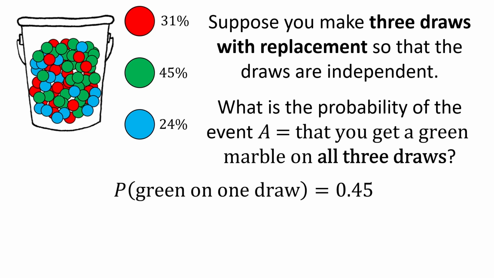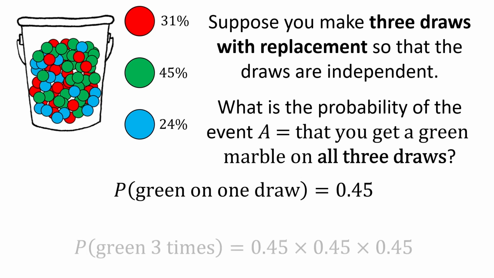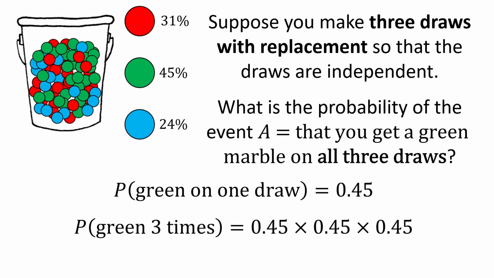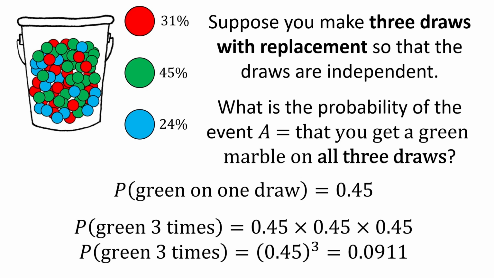So if we know the probability of getting green, which we do, the probability that you draw a green one is 0.45 or 45%. So the probability you get green 3 times in a row, again, drawing with replacement to give you independence, it's just a product of those 3 probabilities. In other words, the probability of getting green 3 times in a row is 0.45 cubed. That's using the multiplication rule for independent events.